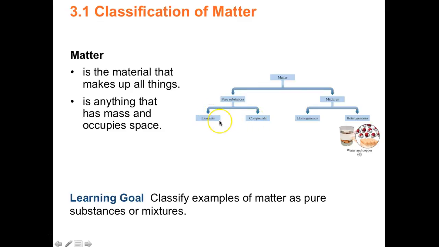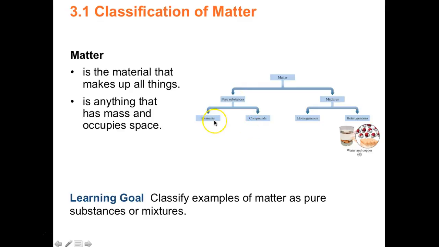So an element is going to be just something like aluminum foil. It's just one thing, all right? The foil is made up of aluminum atoms and nothing else, all right? Or a copper wire. It's going to be just copper atoms. So that's pure, elements are pure.